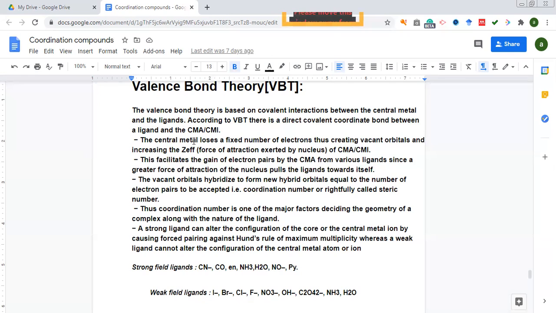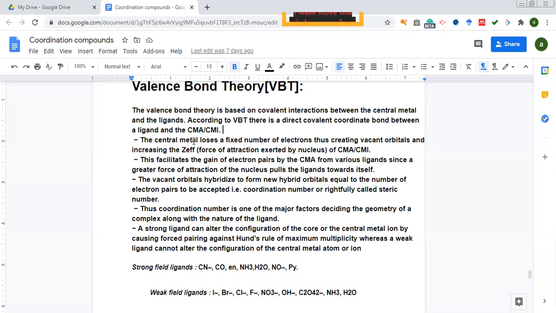Next, what happens to these vacant orbitals? They may undergo hybridization, or rearrangement in other words. Due to hybridization, the importance of valence bond theory is that this theory explains the geometry of complex compounds. They explain the geometry of the complex compound according to the hybridization of the central metal atom.